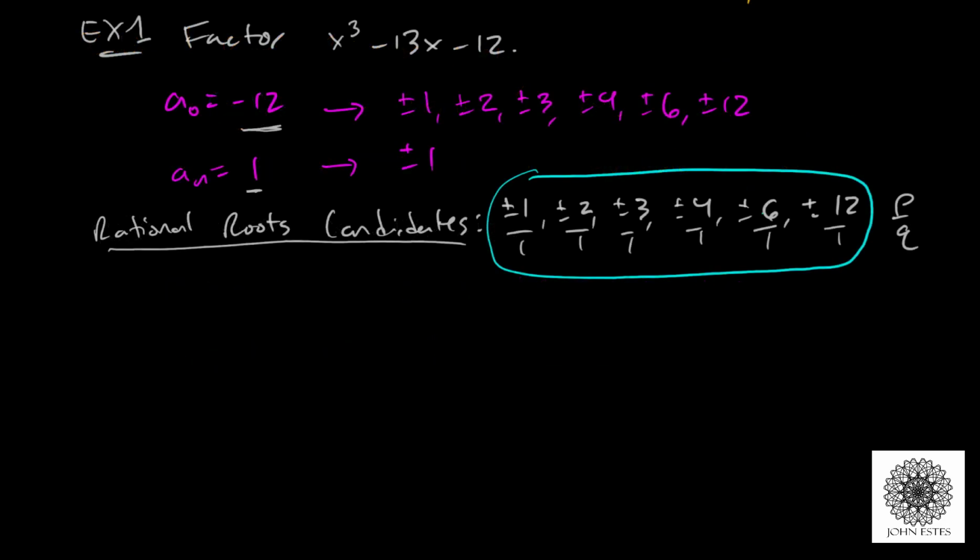I'm going to try to divide by 1, and I'm going to use synthetic division. So that's 1x cubed, 0x squared, negative 13x, negative 12.